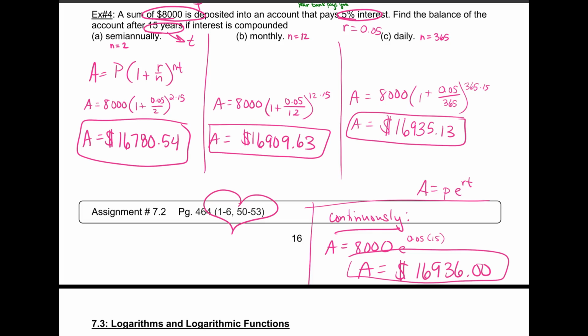So when I see you guys tomorrow morning, we will be starting 7.3, which is logarithms and logarithmic functions. So make sure you're on your A game and here on time.